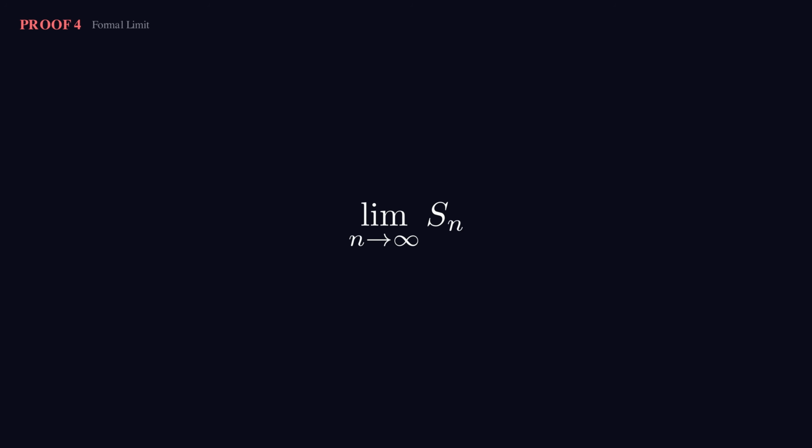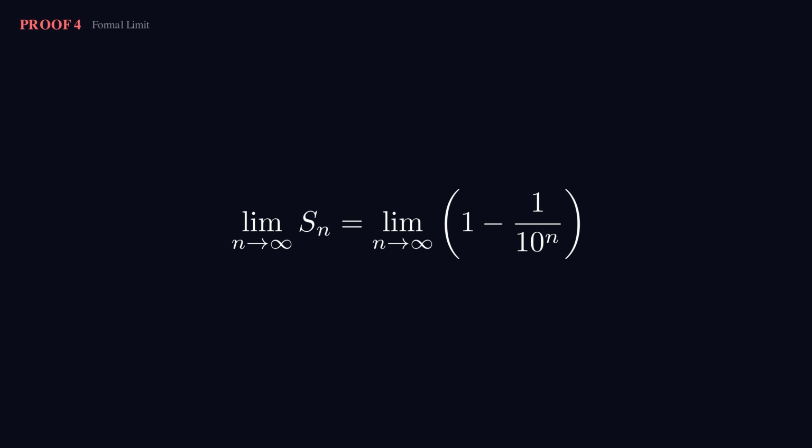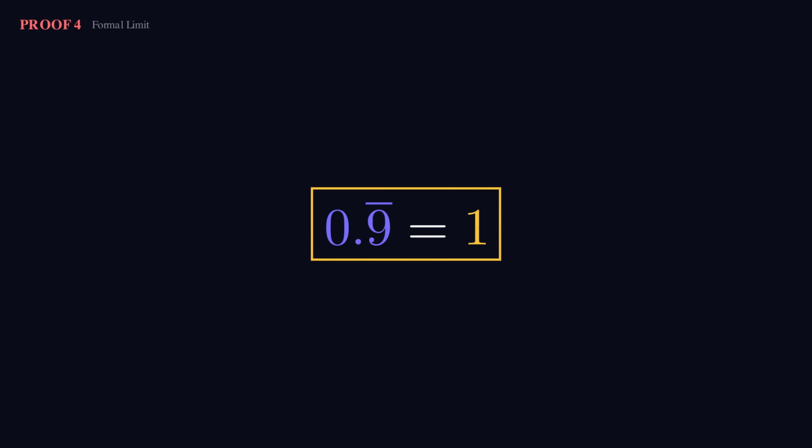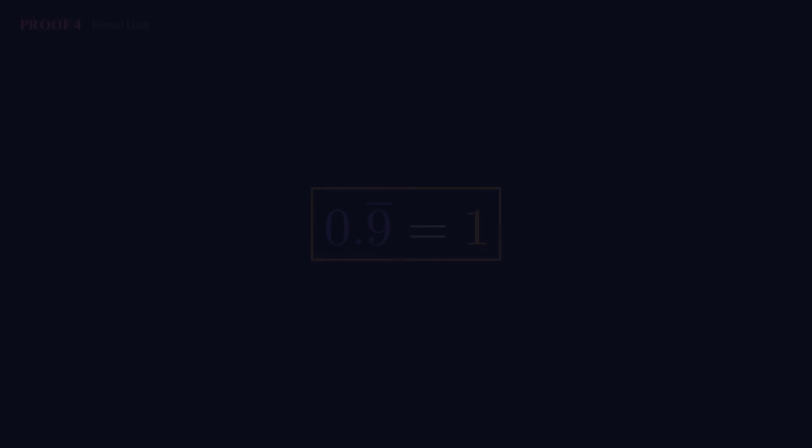The limit as n approaches infinity of S sub n equals the limit of 1 minus 1 over 10 to the n. As n goes to infinity, 10 to the n blows up, so 1 over 10 to the n shrinks to 0. 1 minus 0 equals 1. By definition, the value of 0.9 repeating is this limit, and this limit is exactly 1. This is why mathematicians say the two numbers are not approaching each other. They are the same number, expressed 2 different ways.